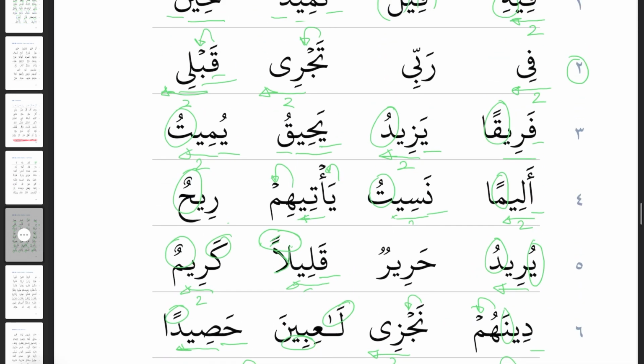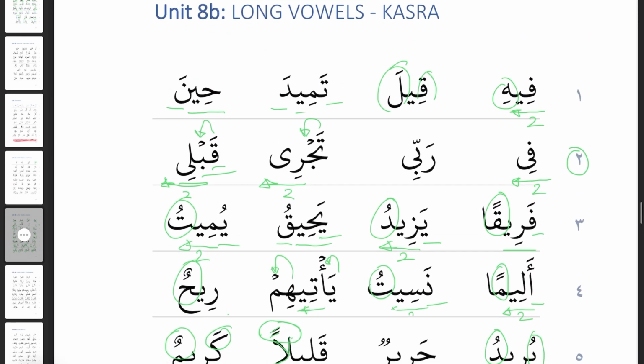So well done, everyone. We've now looked at the long vowel of kasra, and we've seen that we can stretch the kasra with a ya. Importantly, that ya must have no sukoon, no vowel on it. It must just be empty above it, and therefore its only job will be to stretch the kasra before it for 2. Well done, keep practicing, and I'll see you all again next time, inshallah.